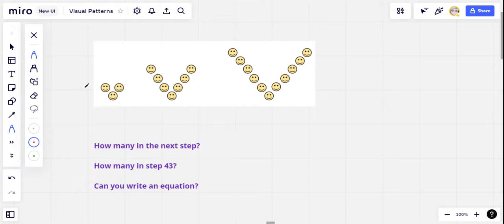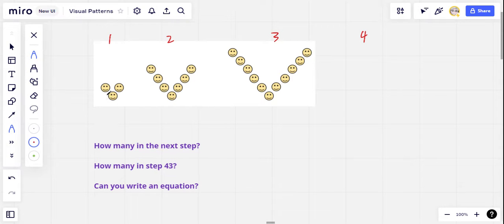Our visual pattern this time is these patterns of flying smiley faces in a V formation. So here's step one, a small V, here's step two, a bigger V, step three, a much bigger V. And your challenge is to figure out how many of these smiley faces will be in step number 4 of this pattern. And at a much higher level of difficulty, how many in step 43? And can you write an equation that you could use to predict the number of smiley faces in any step at all? If you'd like to accept that challenge, pause the video, give it a shot.